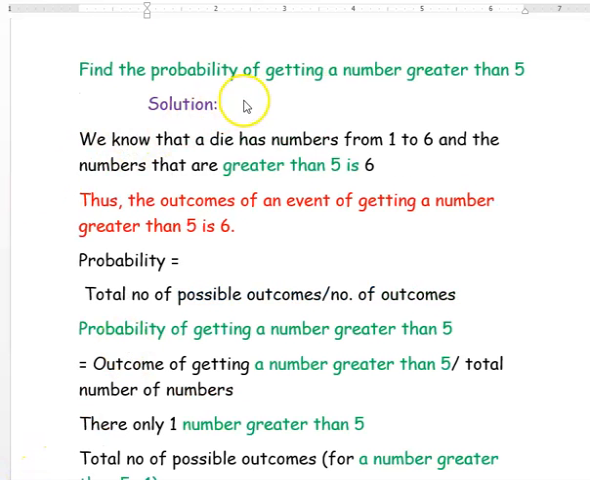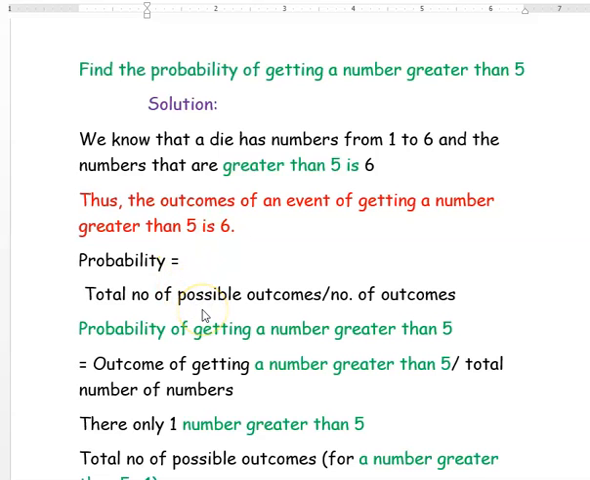Next question is, find the probability of getting a number greater than 5. So we know that a die has 6 numbers, 1 to 6, each number on one face of the die, and the number that is greater than 5 is only one number, that is 6. So thus the outcome of the event of getting a number greater than 5 is only one number, 6.